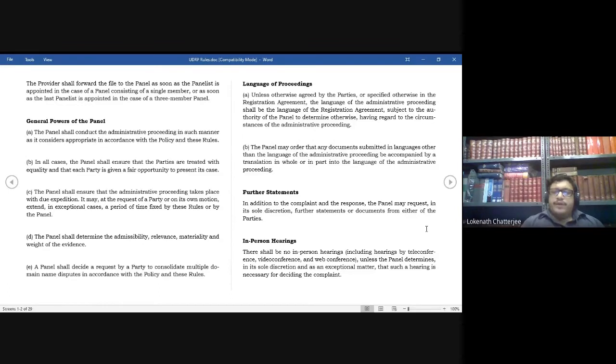Language shall be the language of the registration agreement. Again, the panel may decide. Further statements can again be done. There shall be no in-person hearings. Very interesting, there cannot be hearings by teleconference, video conference, or web conference, unless decided by the panel.